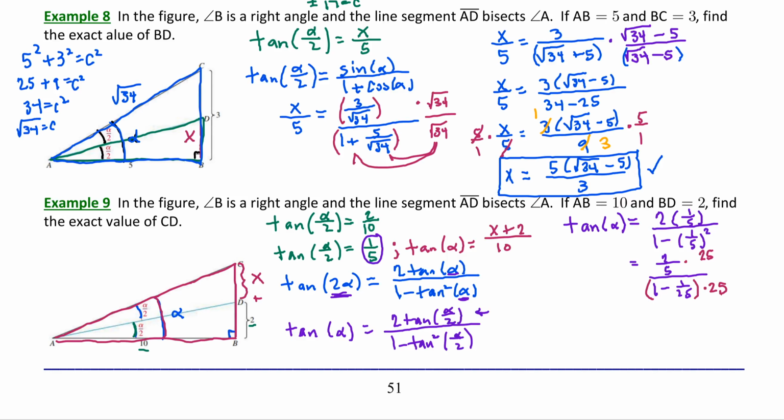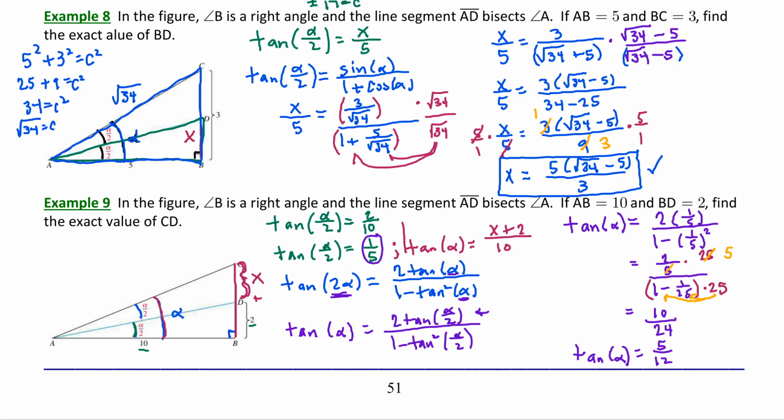So on the top, we have 2/5 times 25. Notice 5 goes into 25 5 times, and that leaves behind 10 in the numerator. When we distribute in the denominator, we're going to have 25 minus 1, or 24. So at this point, we know tangent of alpha after reducing by a factor of 2 is 5 over 12. Now that's helpful information, but recall, we were looking for the distance of segment CD, x.